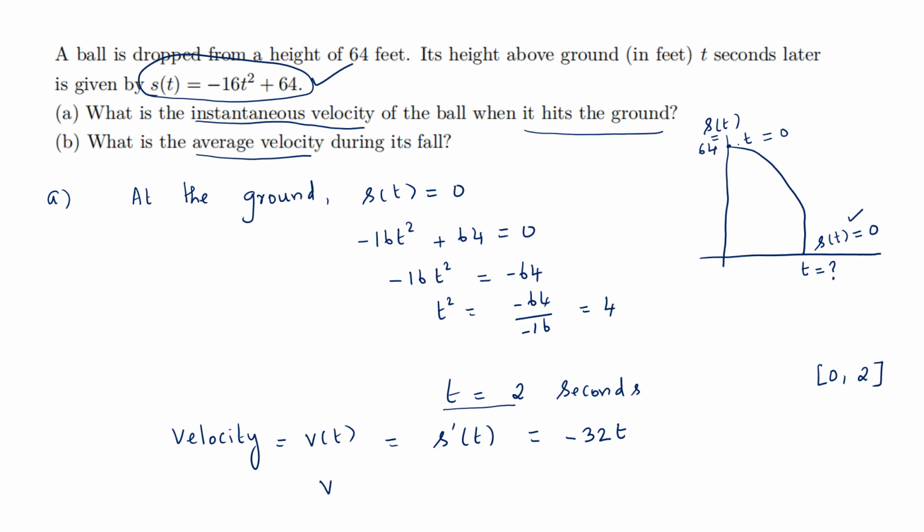So we have to find out the velocity at time 2. So what is the time? Time is 2 here. So v of 2 we can find out. v of 2 equal to minus 32 times 2 equal to minus 64 feet per second. This is our instantaneous velocity when the ball hits the ground.